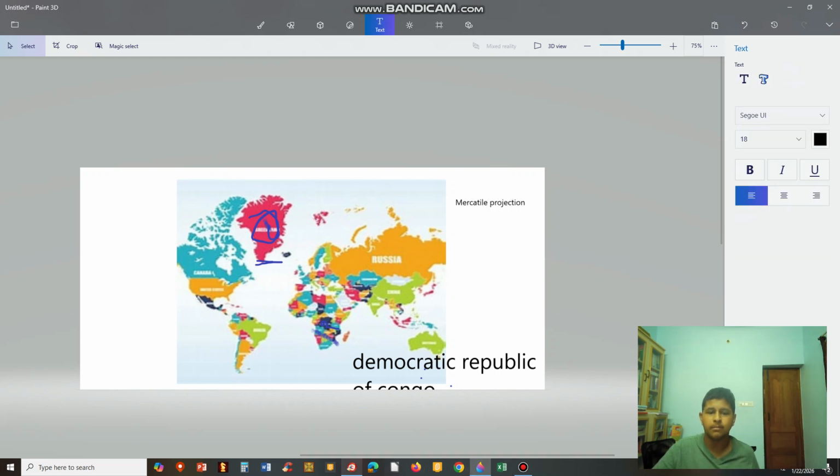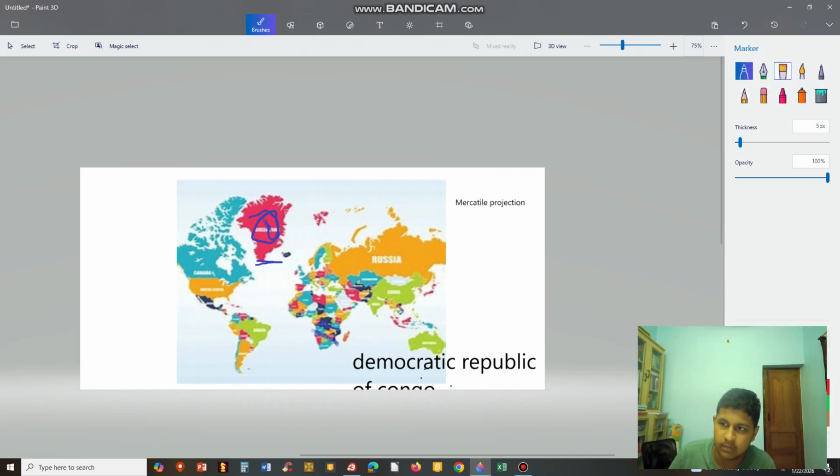So the term Mercator projection states that countries near the equator, like Burkina Faso, you see the dot here? That's Burkina Faso. Burkina Faso and Chad look comparatively smaller, but in reality the countries are bigger. So this is the problem with most of the maps.